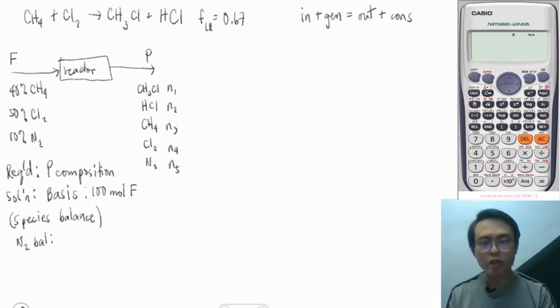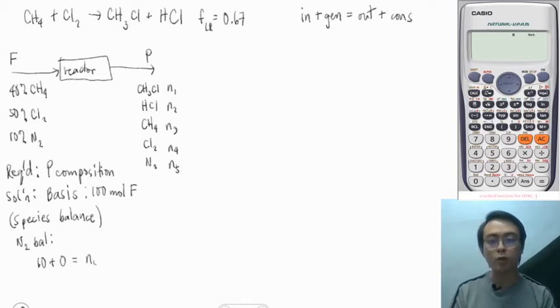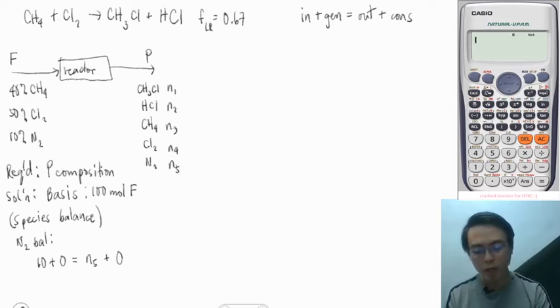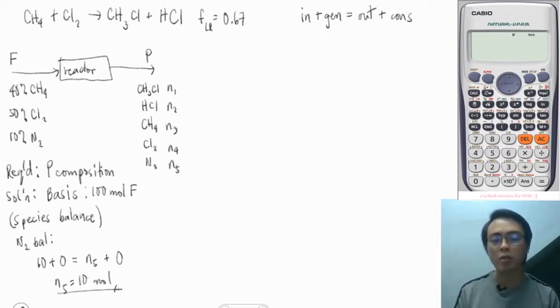Okay, our nitrogen balance is input, which is 10 moles, plus generation. We all know that nitrogen here is inert, so it's neither being generated nor consumed. So generation in this case is 0, is equal to output, that's N5, which we don't know yet, plus consumption. So again, it's not being consumed, so its consumption is 0. From this equation, it's quite obvious that N5 is 10 moles, which should make sense because nitrogen is not being consumed nor being generated. So whatever nitrogen comes in, it should also be the nitrogen coming out.